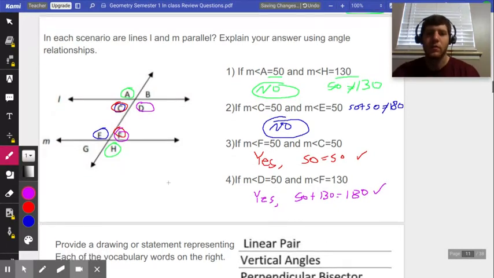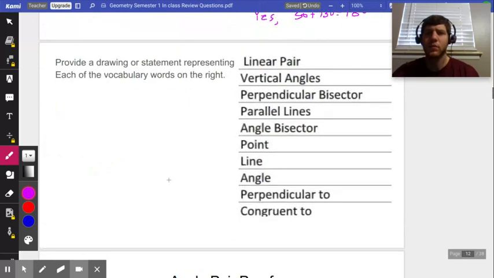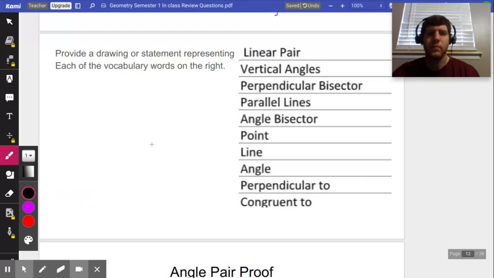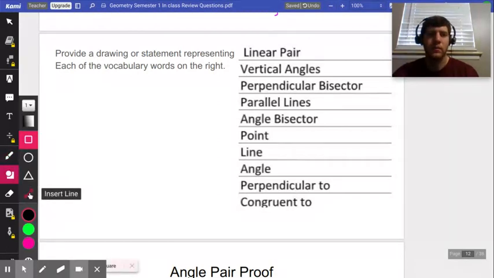Okay. And then the last one we're going to do here for day one is this one here. So linear pairs. Let's see if we can get a line in here. Linear pairs, right, are two angles that, well, we probably got to draw them really small here if I'm going to draw them all in. Let's see how we're going to do this. Let's try to get a drawing for each of these.